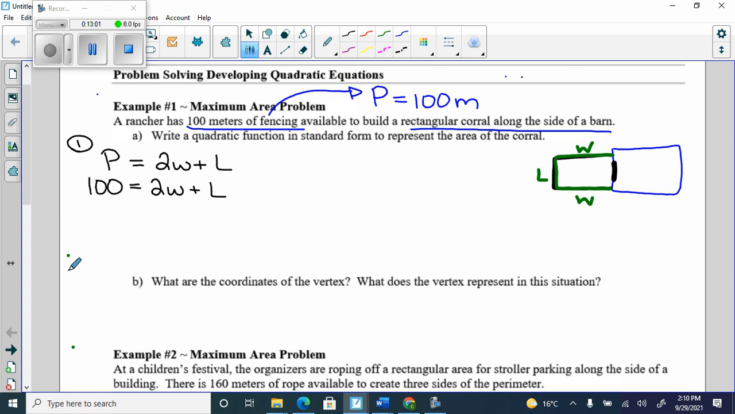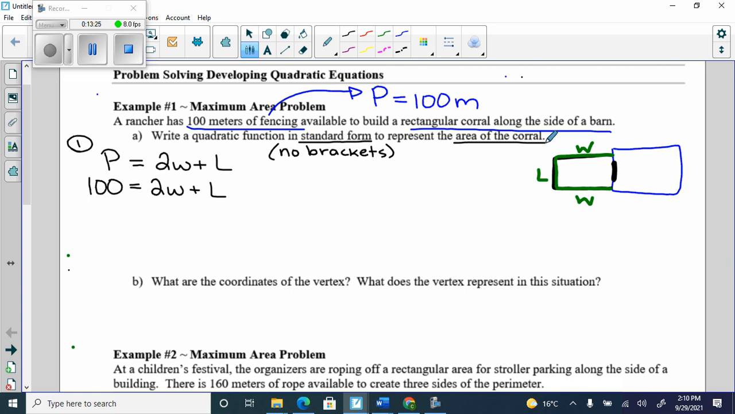Now here it says, write a quadratic function in standard form. Standard form is without brackets, right? In standard form means no brackets. I'll help myself out here. That represents the area. Oh wait, they want an area. So I can write something about area.